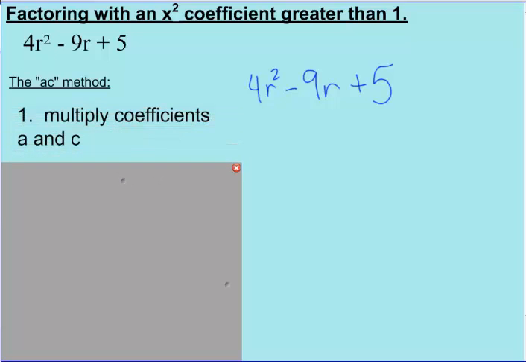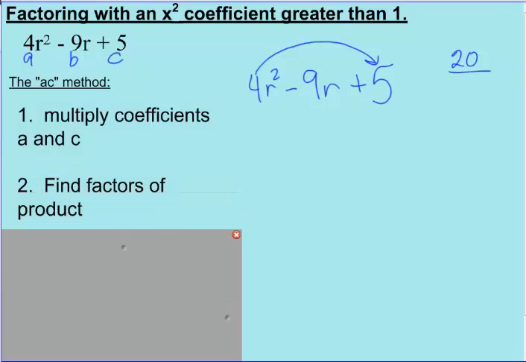First step, multiply the coefficients A and C. So the number in front of the r squared, that's A, this is B, this is C. So we're going to multiply A and C. So 4 times 5 gives me 20. Okay, that's the first part. Multiply those two numbers.